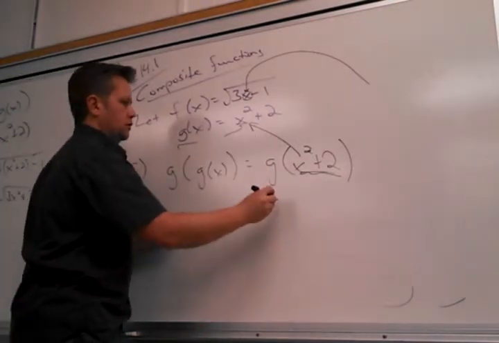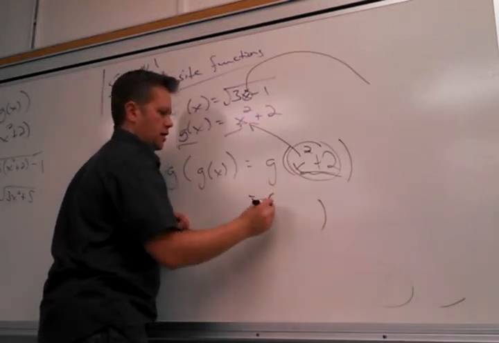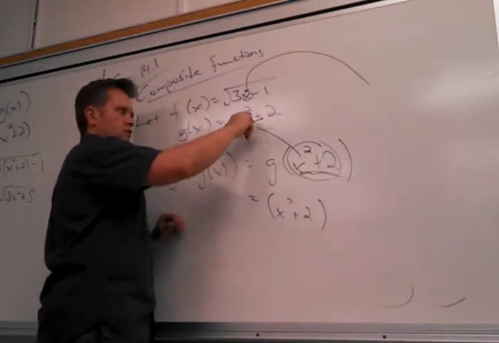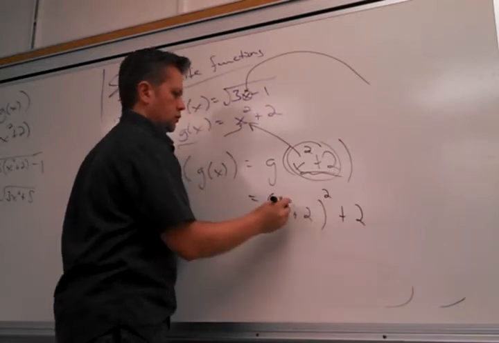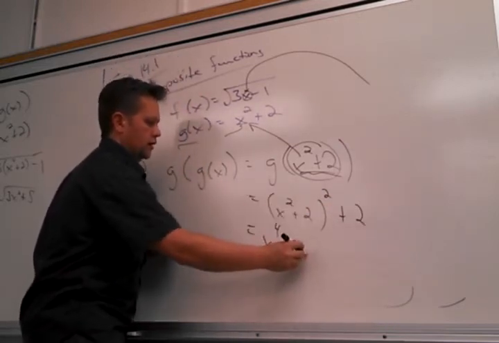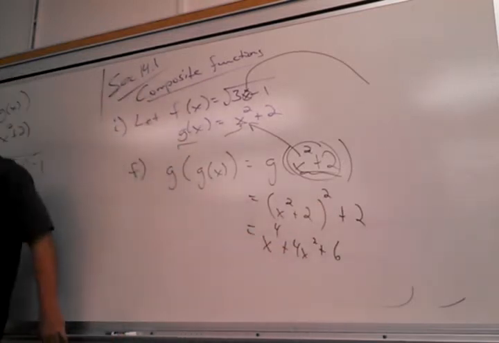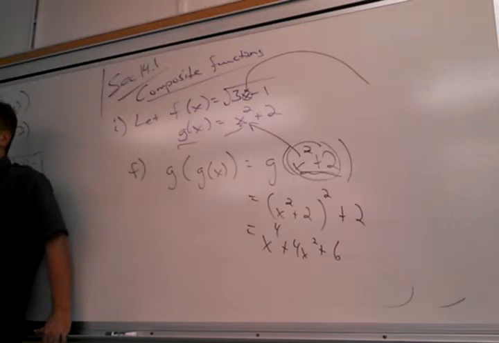So x squared plus 2, I have to put it in. That whole thing goes there. So it'll be x squared plus 2, squared, plus 2. And then I can FOIL this: x to the 4th plus 4x squared plus 4, plus 2 is 6. You guys can do that. FOIL it and then put your like terms together. Not a big deal at the end there. Just simplify it if you can. Coolness.